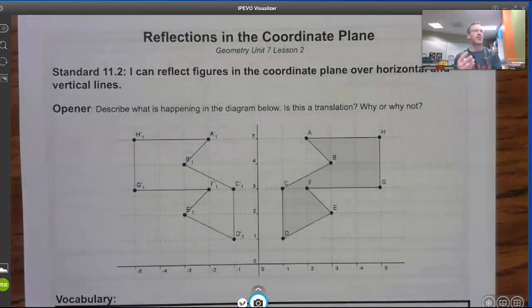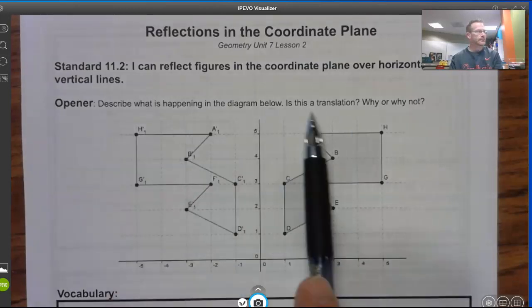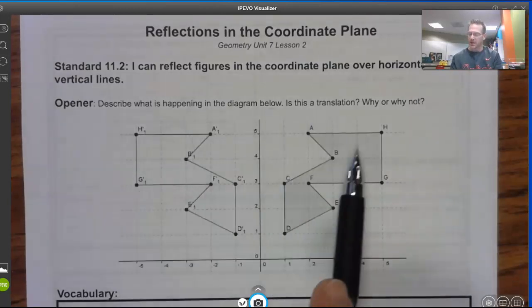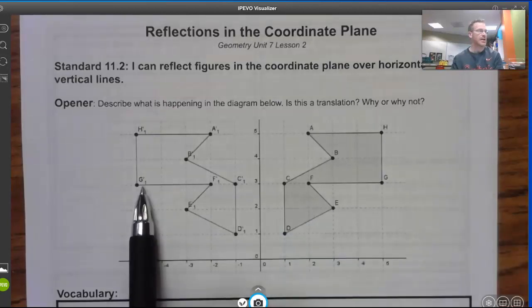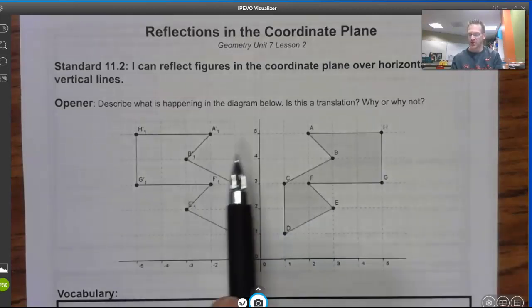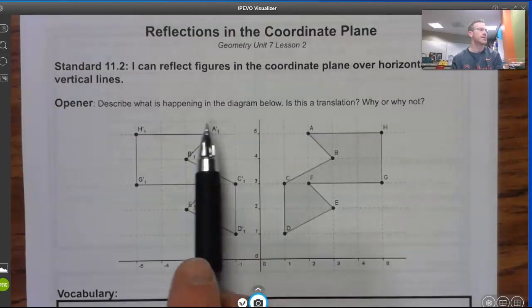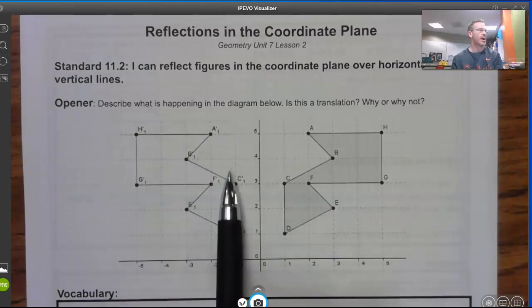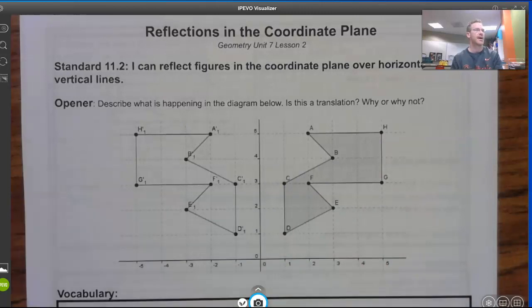So to get you thinking about what a reflection is, we have our opener here. What I'd like you to do is pause the video and do the opener. Looking at our figure here, it has been transformed to here. Remember, our original figure does not have the primes on it, so it's just regular letters. The transformed figure is always the figure with the primes on the letters. So is this a translation? Why or why not? And describe what's happening. Flip the video back on and we'll discuss that.